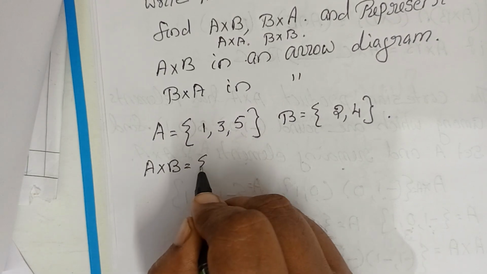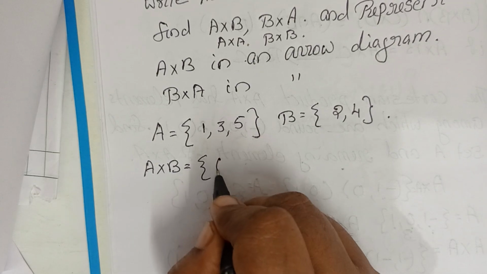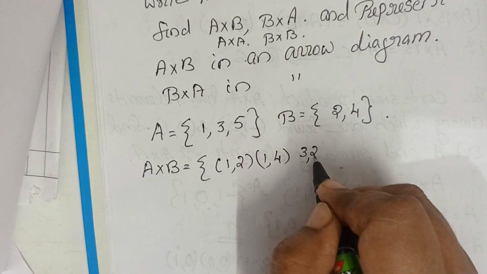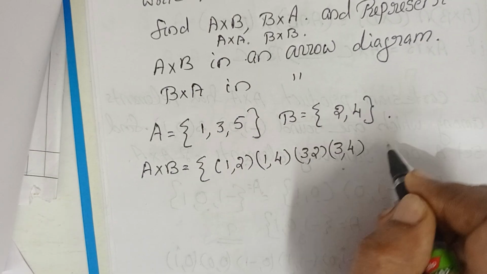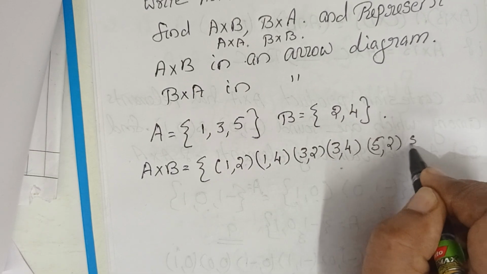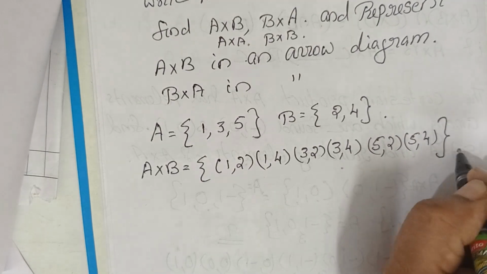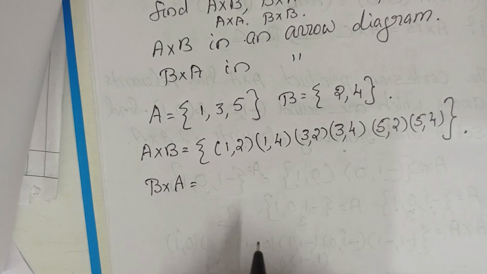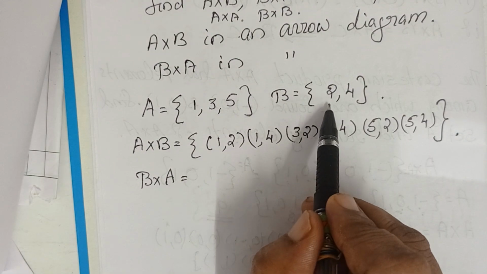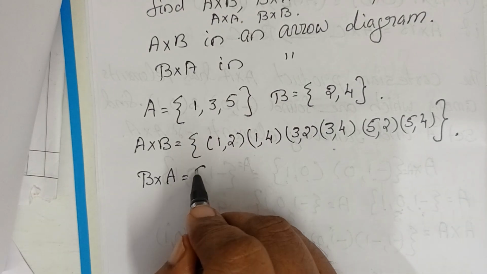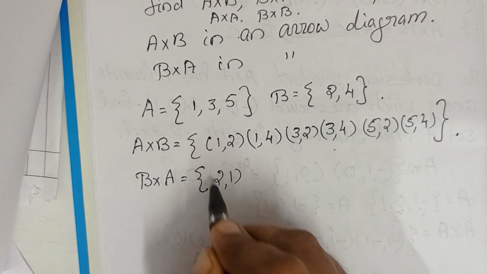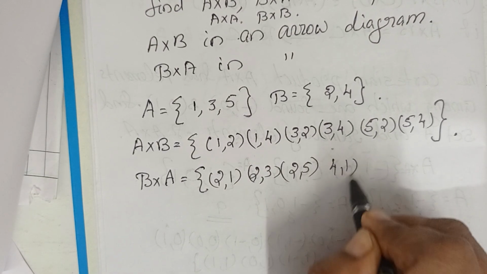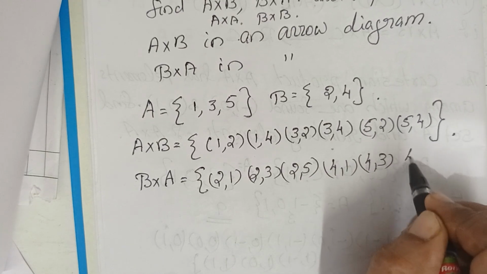Then what is your third question? Write A cross B. എളുപ്പമാട്ടെ. The set of all ordered pair 1, 2, 1, 4. അല്ലേ? എനിക്ക് കേൾക്കാം നിങ്ങളുടെ ശബ്ദം. 3, 2, 3, 4. 5, 2, 5, 4. Is it? Then what is the next one? പറഞ്ഞേ കുഞ്ഞെ. B cross A. ആരാദ്യം എടുക്കണം? Yes, B ആദ്യം എടുക്കണം. Therefore, the set of all ordered pair 2, 1, 2, 3, 2, 5. 4, 1, 4, 3, 4, 5. Finish.